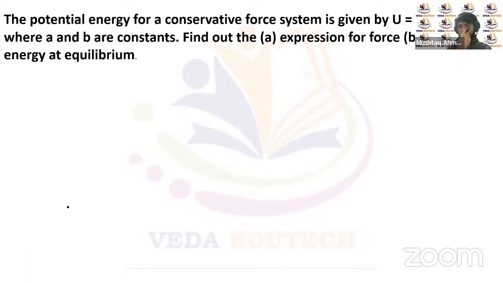You can see here the potential energy of a conservative force system is given as U equal to ax square minus bx, where a and b are constants. We have to find the expression for force and the potential energy at equilibrium.